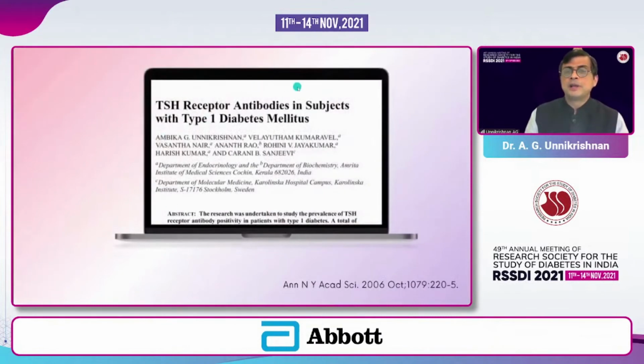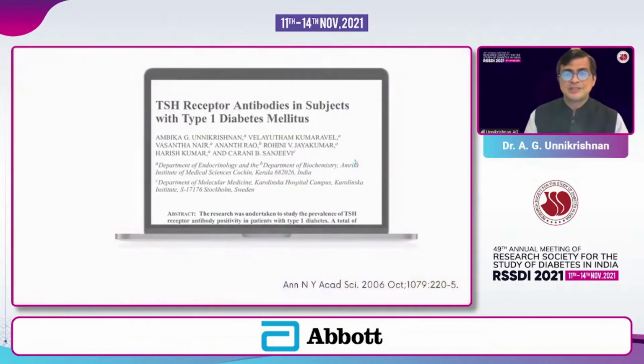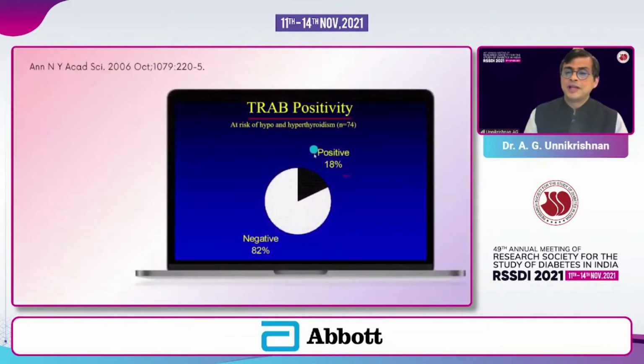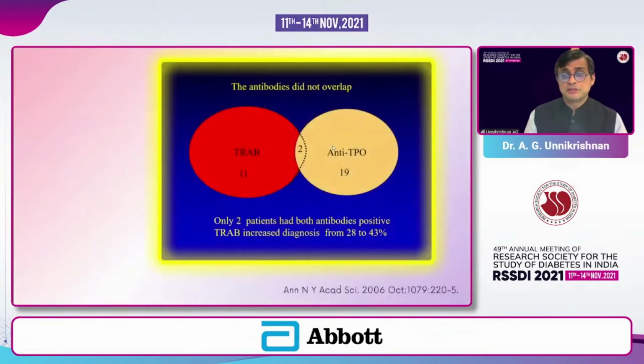This is a small paper I published in 2006, which looked at TSH receptor antibodies in type 1 diabetes. And we found that some proportion, 18% of this very small study, had TSH receptor antibody positivity. Remember, TSH receptor antibody positivity does not mean hyperthyroidism. It can, if it's a blocking antibody, it means hypothyroidism. If it's a stimulating antibody, it means hyperthyroidism. So it could predict both.